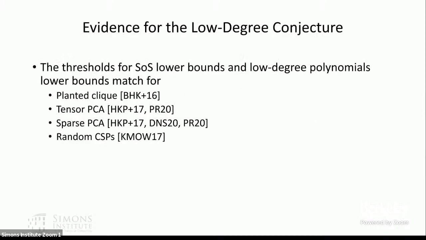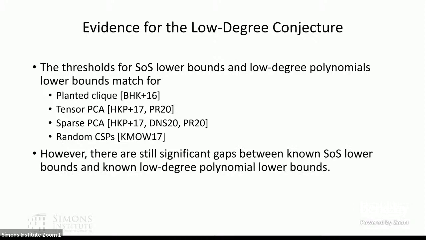Okay, so far there's a lot of evidence for the low degree conjecture. The thresholds for SOS lower bounds and low degree polynomial lower bounds match for planted clique, tensor PCA, sparse PCA, and random CSPs.